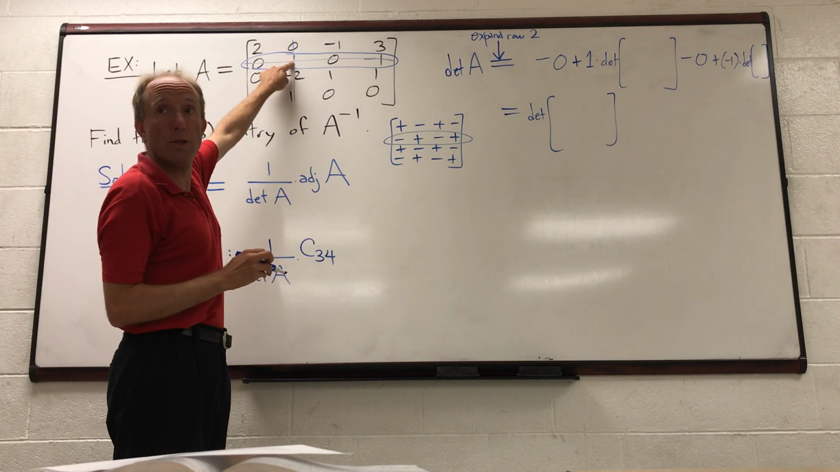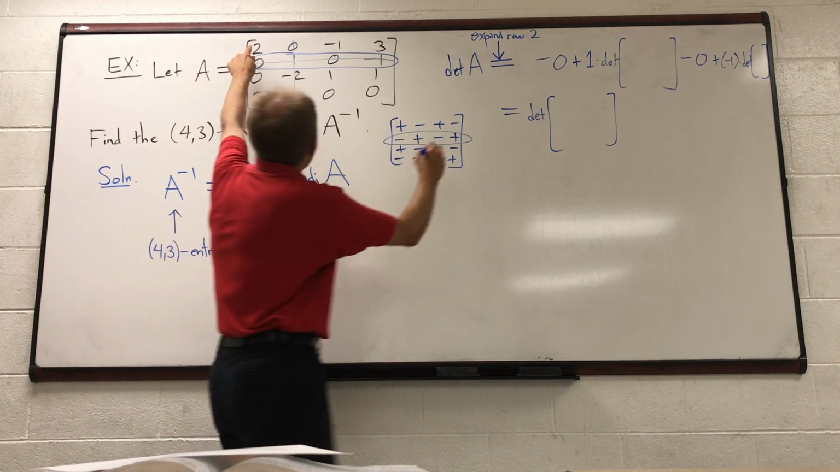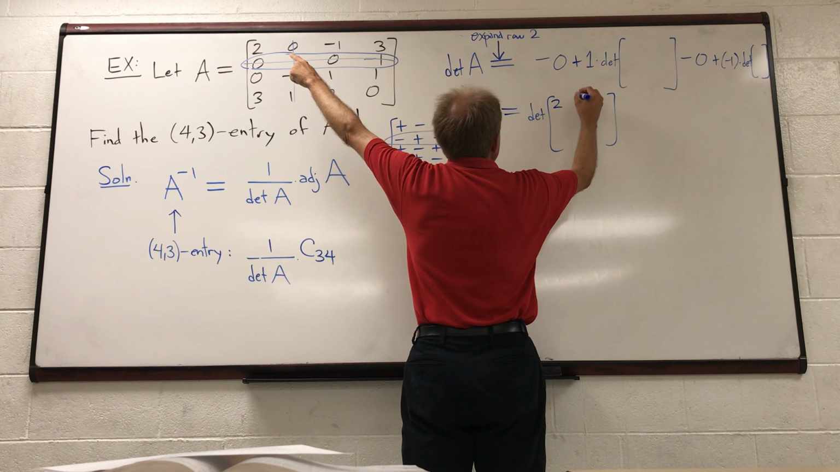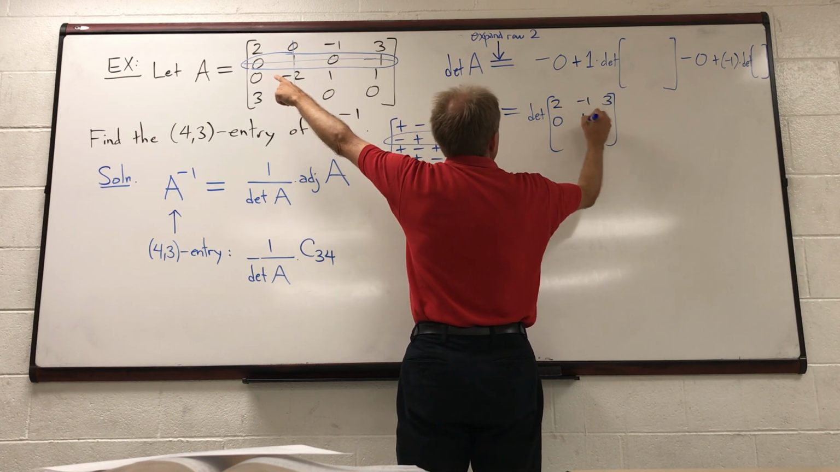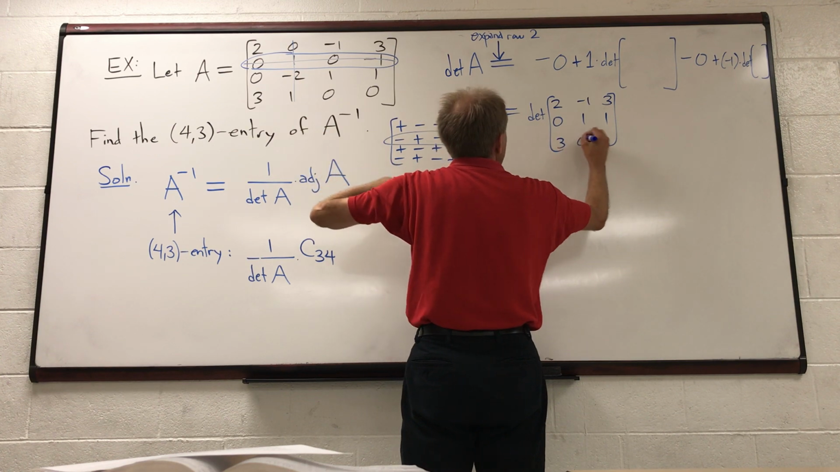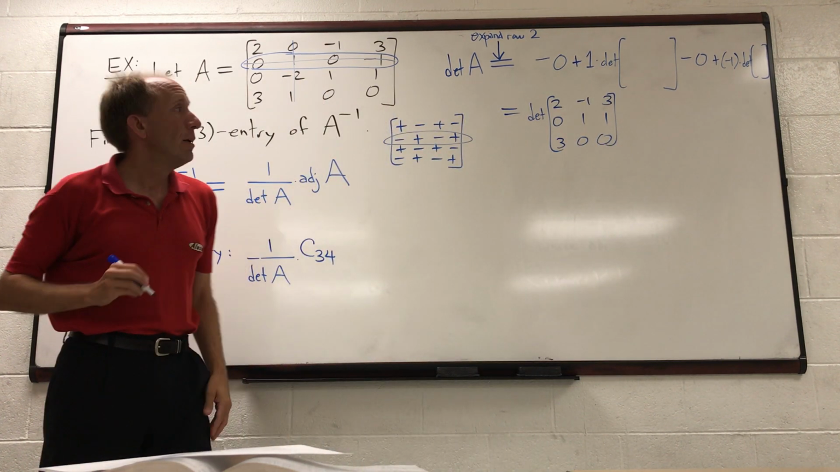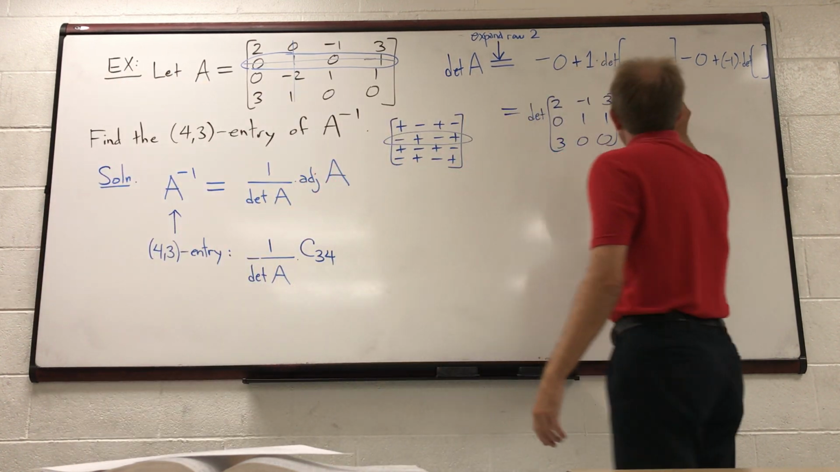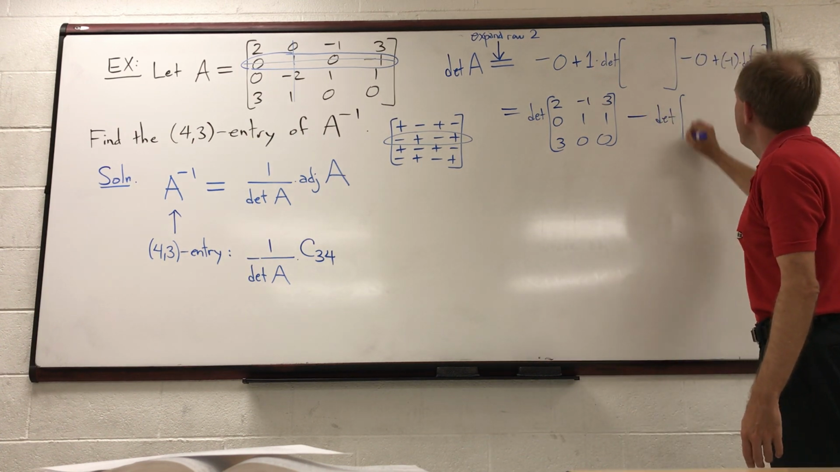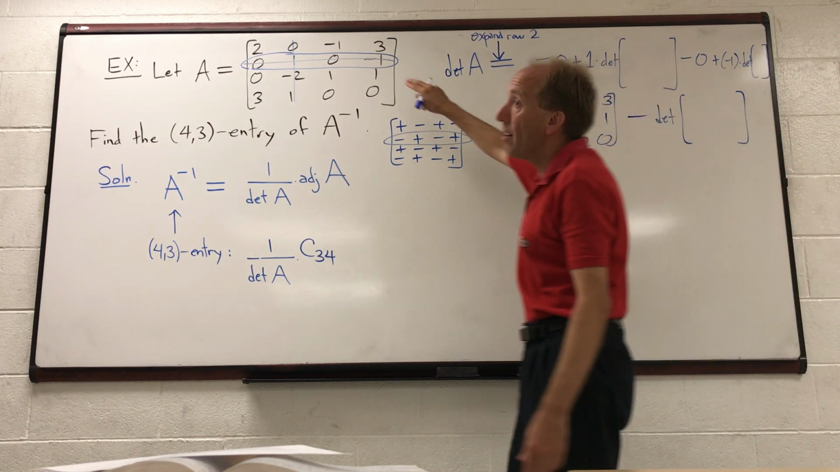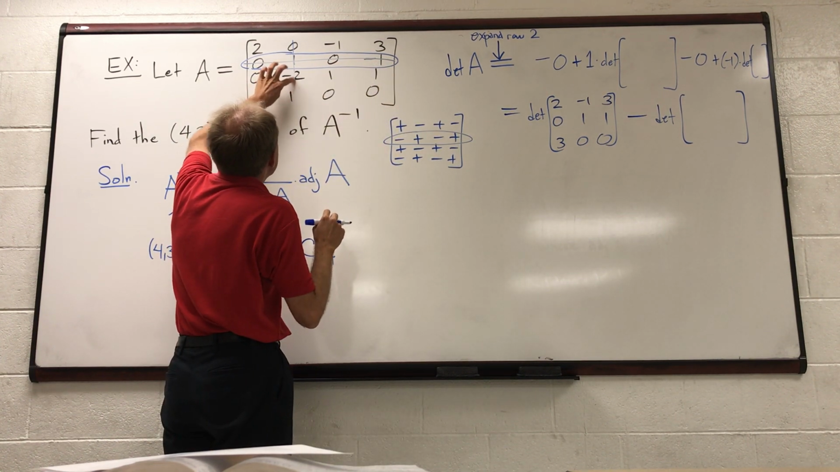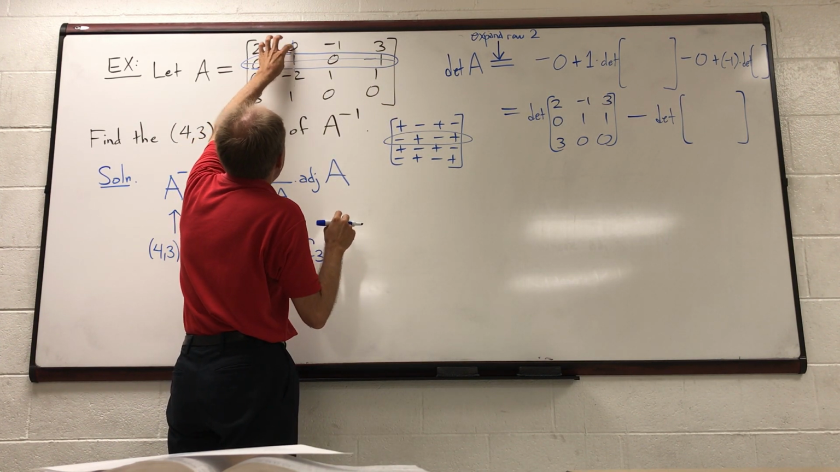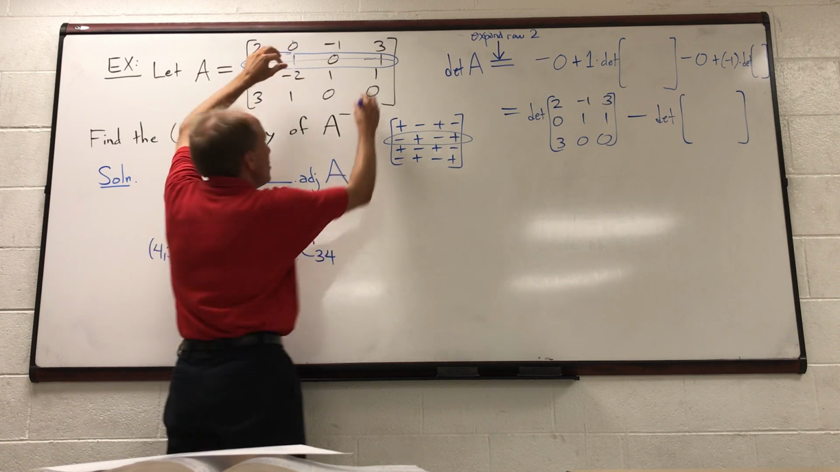So I'm looking at this position, I cross off that row and column, and I write down the rest of the numbers that I see in the matrix. 2, -1, 3, 0, 1, 1, and 3, 0, 0. Okay? And then minus the determinant of the matrix that I get when I cross off the... you have to be a little careful. I would recommend using a pencil so that you can uncross things as you go along.